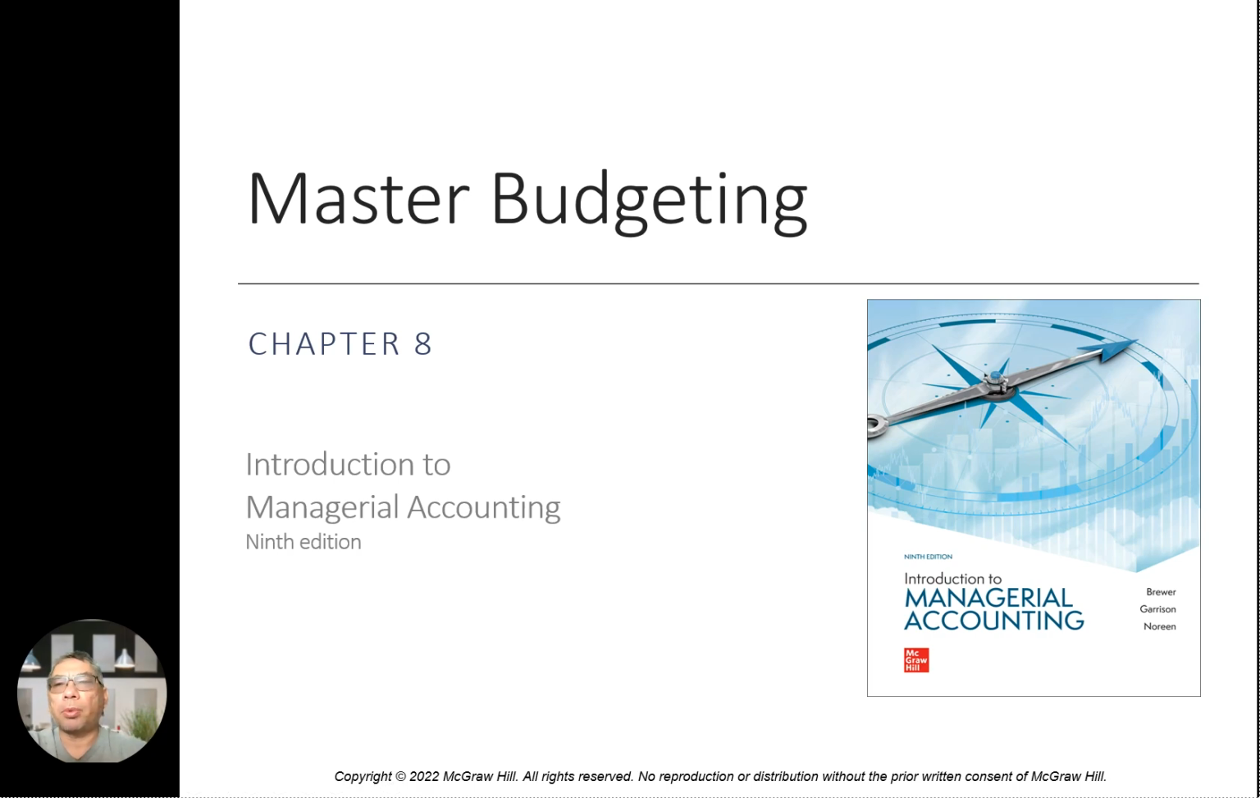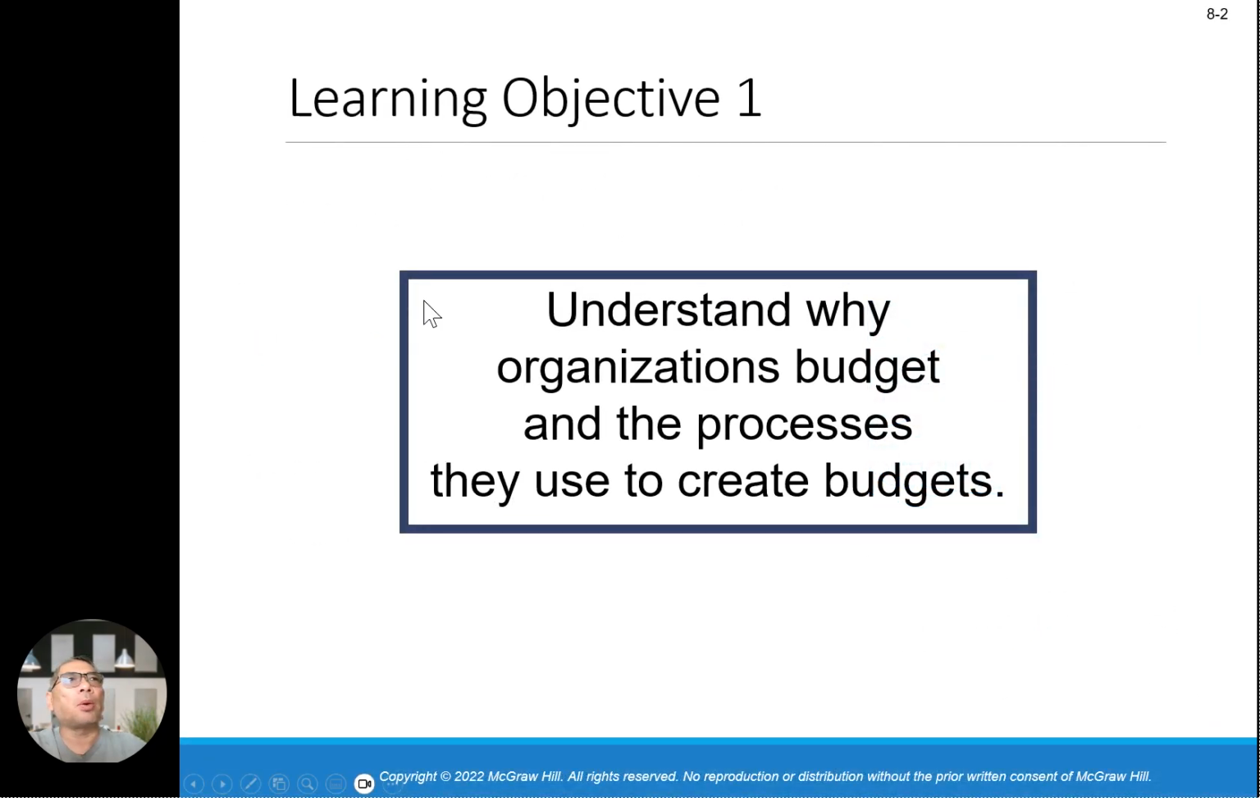Today we're going to use a book called Introduction to Manual Accounting, Chapter 8 for Master Budgeting. This is a book owned by McGraw-Hill with copyright 2022. Let's start one by one. We're going to understand the learning objective on how and why organizations budget, and the process they use in creating a budget.